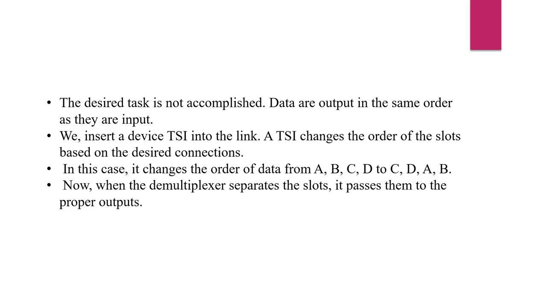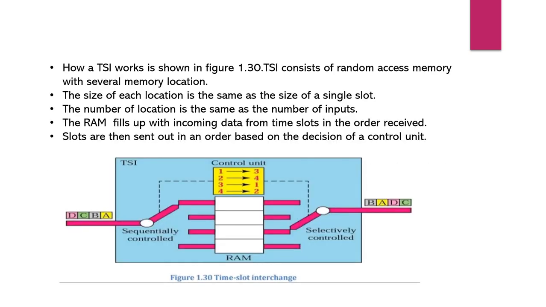We insert a device, TSI, into the link. A TSI switch changes the order of the slots based on the desired connections. In this case, it changes the order of data from ABCD to CDAB. Now, when the demultiplexer separates the slots, it passes them to the proper outputs. So that is a diagram for the TSI switch.